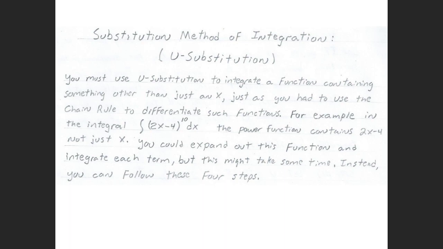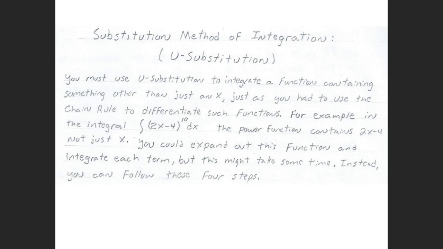Substitution method, it's called U substitution. You must use U substitution to integrate a function containing something other than just an x, just as you've had to use the chain rule to differentiate such functions. For example, in the integral of (2x minus 4) to the 10th power dx, the power function contains 2x minus 4, not just x. So we have to use what's called U substitution in order to solve this problem.